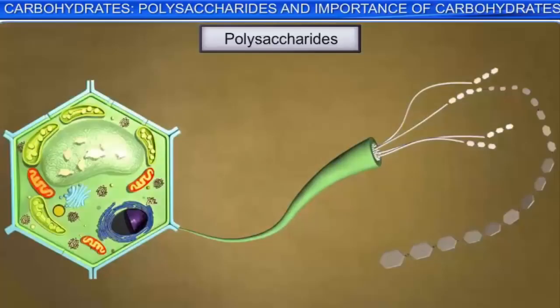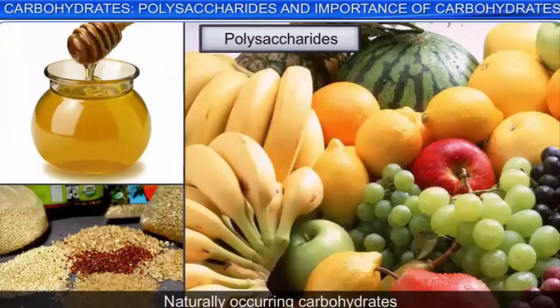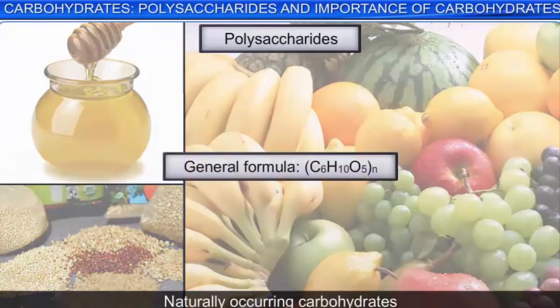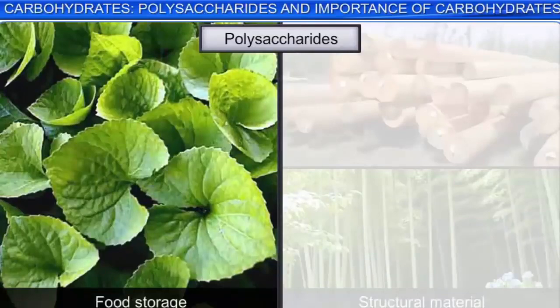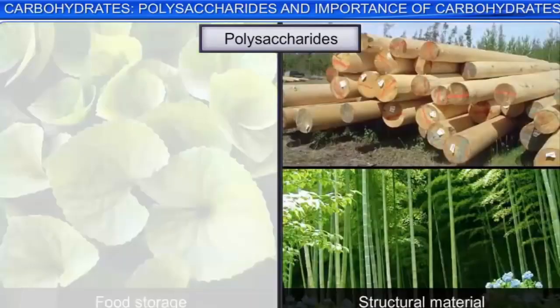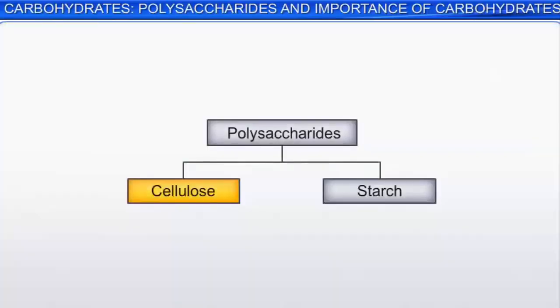Polysaccharides contain many monosaccharide units joined together by glycosidic linkages. Polysaccharides are the most common naturally occurring carbohydrates. A polysaccharide has the general formula C6H10O5 taken n times. They play important roles in food storage and as structural material. Cellulose and starch are the most important polysaccharides.